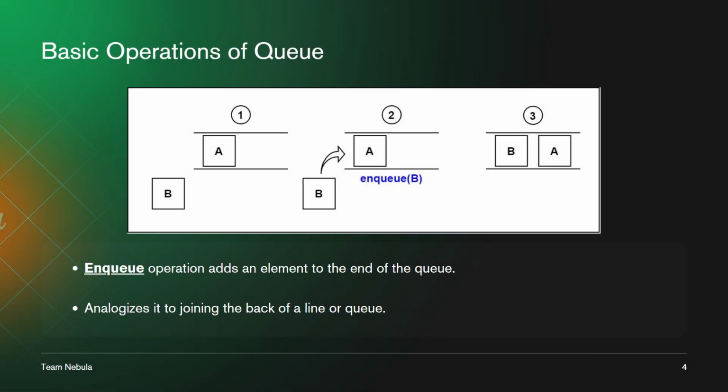A queue allows us to perform several operations to manage our data effectively. The first operation we will look at is called enqueue. When we enqueue an element, it means we are adding it to the end of the queue. Think of it like standing in a line and you join the back of the line.